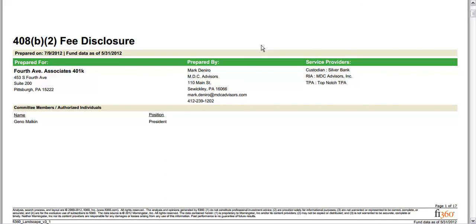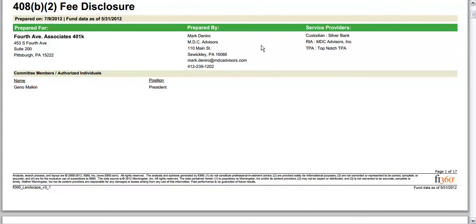The 408B2 fee disclosure report in the fi360 Toolkit assists covered service providers with their fee disclosure requirements as part of the new 408B2 fee disclosure provision in ERISA. The report breaks down both the fees and the services provided by the covered service providers and helps to assist in the entire fee disclosure process.